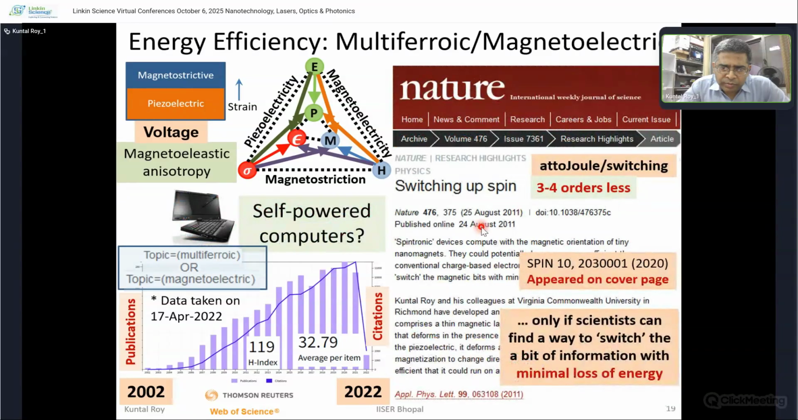It was pointed out in my paper that if only scientists can find a way to switch the bit of information with minimal loss of energy, because we need to do better than the traditional transistors, then only we will be able to put spintronics in general purpose computers.